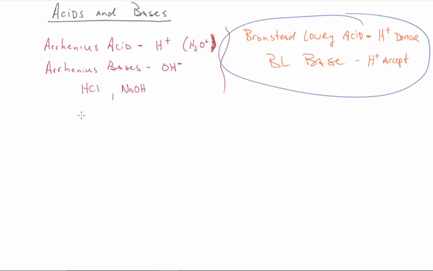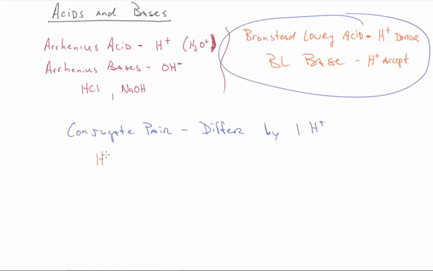all right? Okay, so now let's take a look at conjugates. Now, conjugate pairs are a very simple idea, all right? Conjugate pairs, by definition, only differ by one hydrogen. And so it sounds relatively simple, and so let me give you an example here.